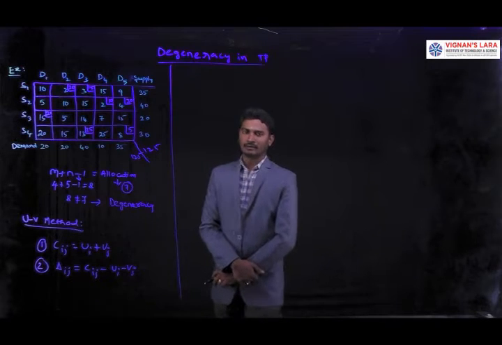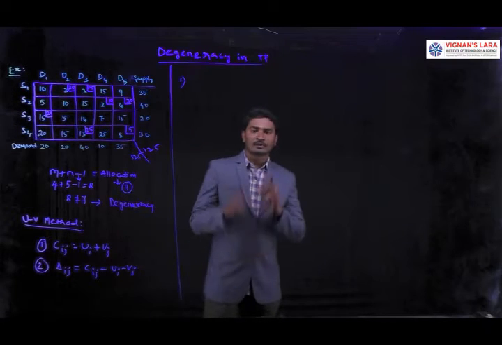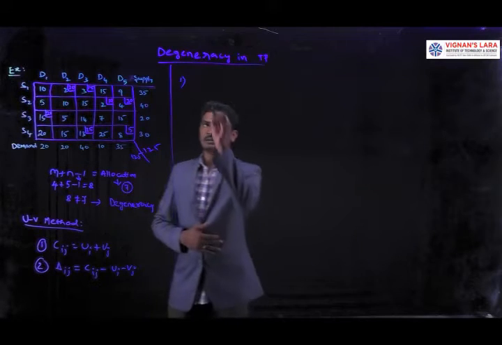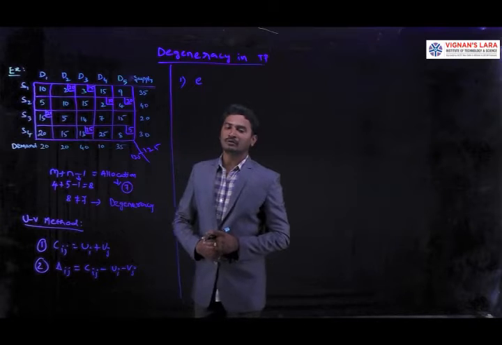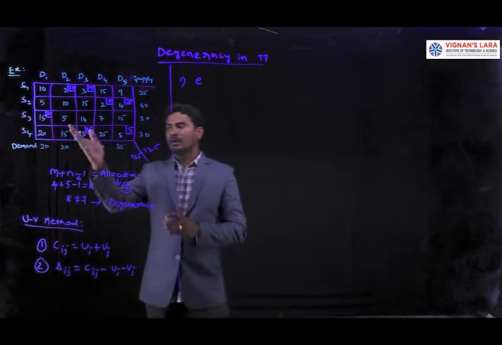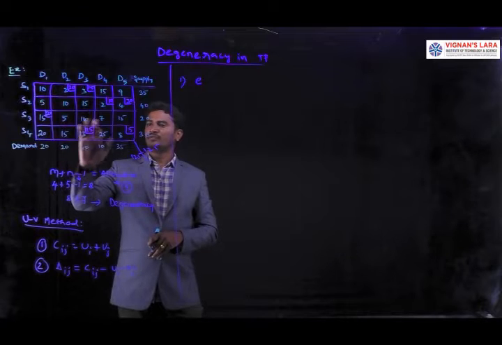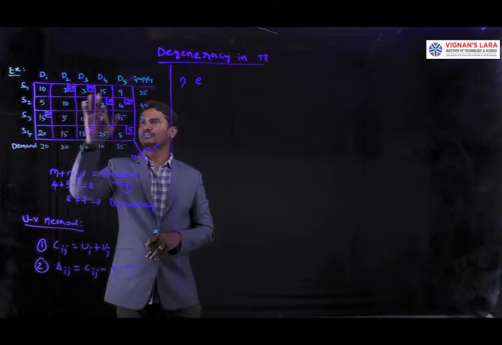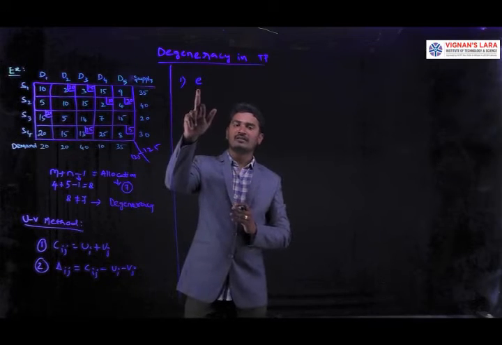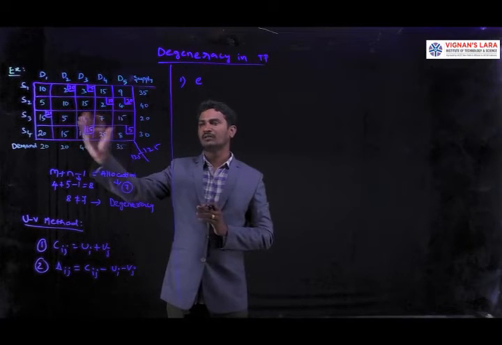Here we have one method to resolve the degeneracy. First, we have to give a minute value to an unassigned or unallocated cell, which is called epsilon. We are going to allocate the epsilon value to an unallocated cell. Here we have a total of 13 unallocated cells: 1, 2, 3, 4, 5, 6, 7, 8, 9, 10, 11, 12, 13. Among those 13 we are going to assign the epsilon value to any one cell. How are we allocating that minute value to that unallocated cell?